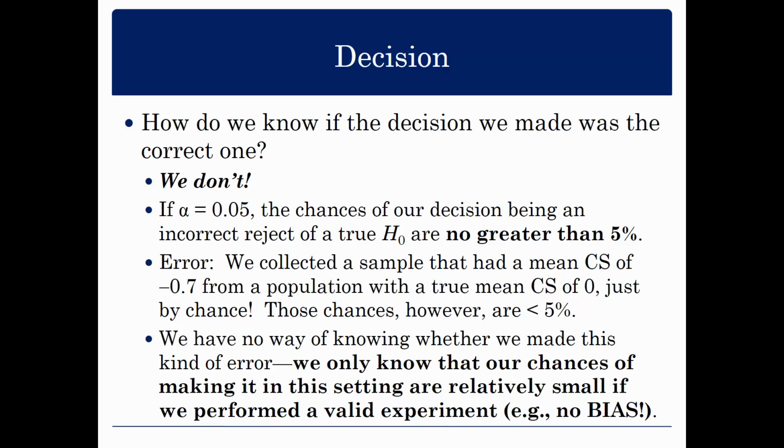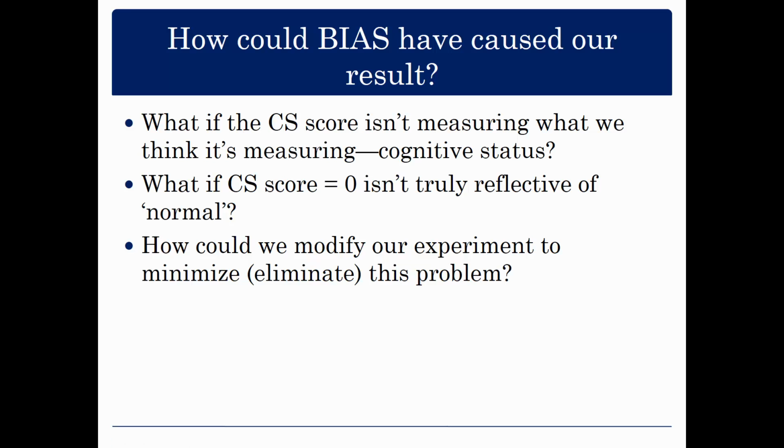So how could bias have caused the result of our very simple contrived experiment of detecting cognitive deficits in this population? We were hypothesizing that the average of our sample was equal to zero or less than zero, where we assumed zero on this scale meant normal. And that's a big assumption, right? Because we all know that instruments and even more objective measurements might not be truly reflective of normal. There might be bias in the measuring process.